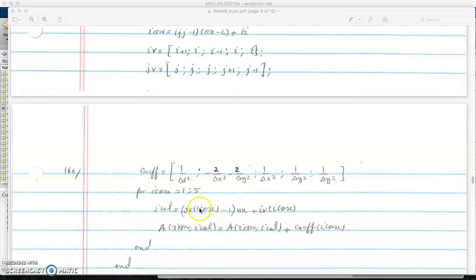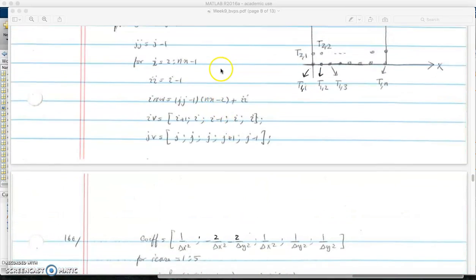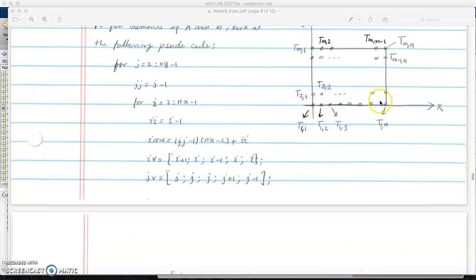Now if you ask how I calculate this column and row, actually it's not difficult. You go over rows from left to right, then you go from bottom to top, and then you count like this. So this is going to be mesh point 1, 2, 3, 4, all the way to n, and then you go up, and then there's going to be n plus 1, all the way to 2n, and then 2n plus 1, and 3n, all the way like this.